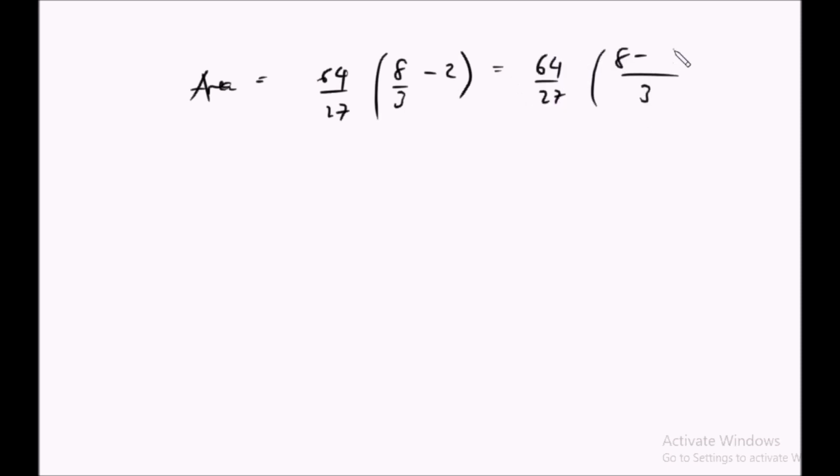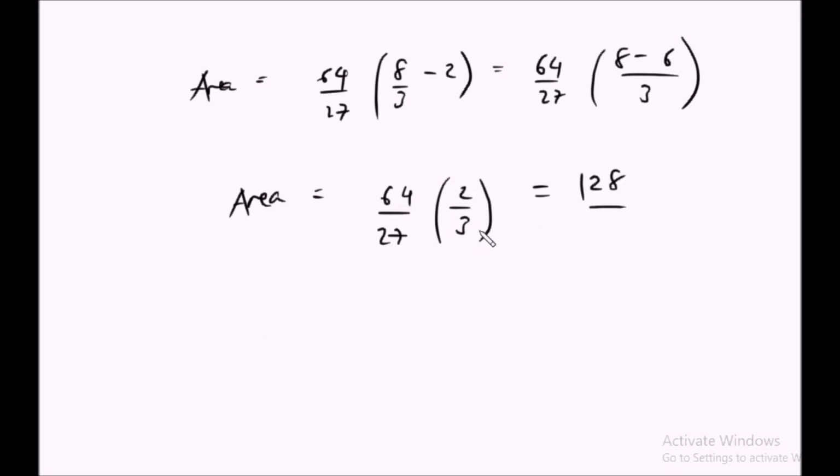So we have seen the common factor is 64/27. So we have 8/3 minus 2. The LCM is 3, so this is 8 minus 6. So 8 minus 6 is 2. So the area is equal to 64/27 times 2/3. So 2 times 64 is 128. 3 times 27 is 81.